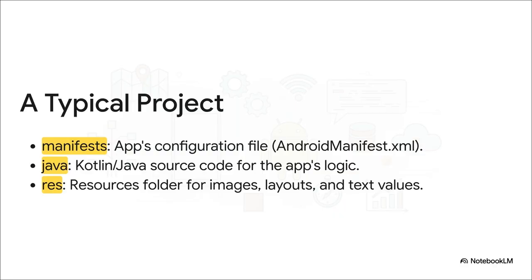The Java folder is where the brains live, all that Kotlin logic we were just talking about. And then you have the res folder, which is like a treasure chest. It holds all the non-code stuff, images, the XML layout files, colors, text, you name it.